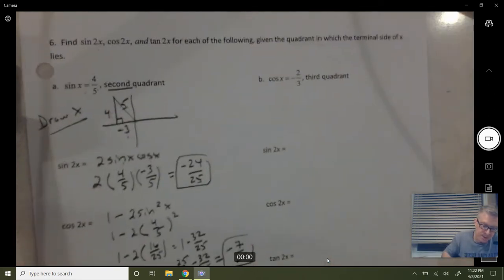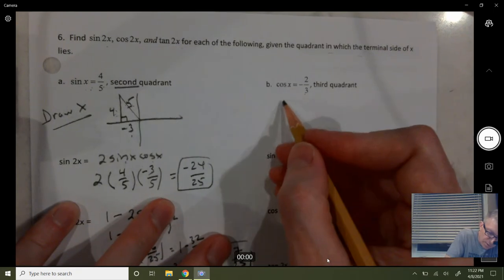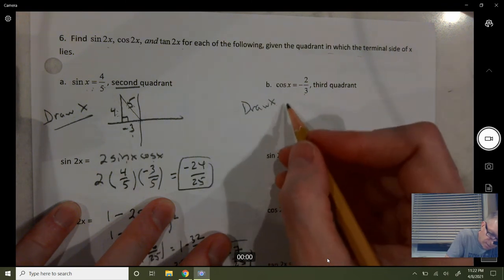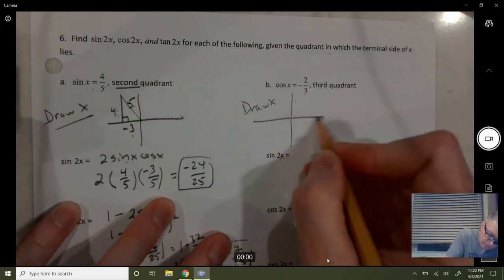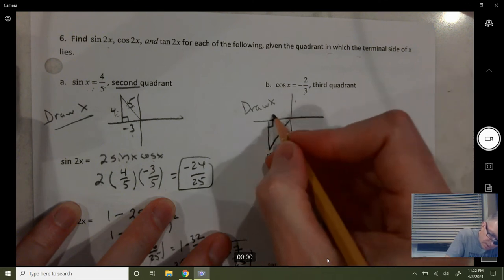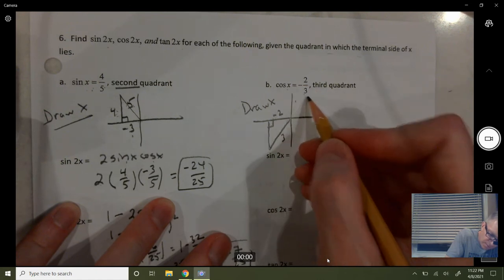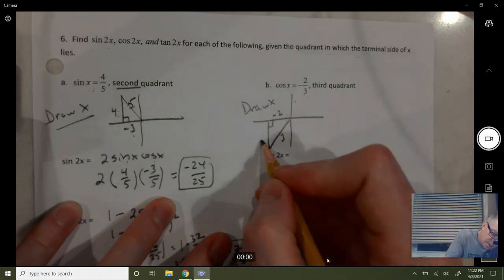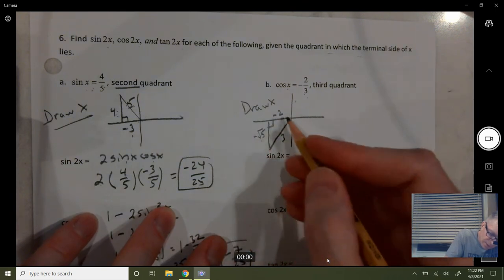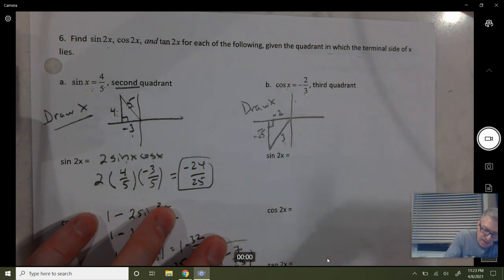Okay, and let's look at this one. Cosine of x is negative 2/3, and we're in the third quadrant. Again, we're going to draw x in the third quadrant. And we've got a negative 2 over 3. Cosine of x is adjacent over hypotenuse. This side is going to be negative square root of 5. We do a squared plus b squared equals c squared. That's going to be 4 plus 5 equals 9.